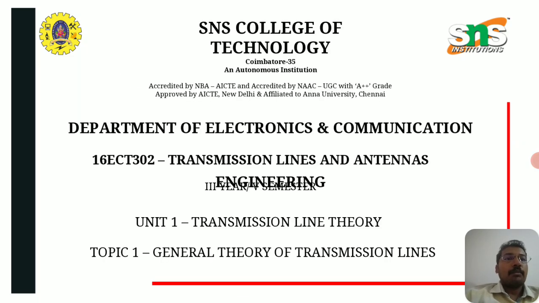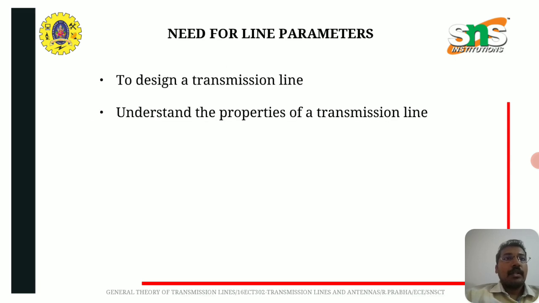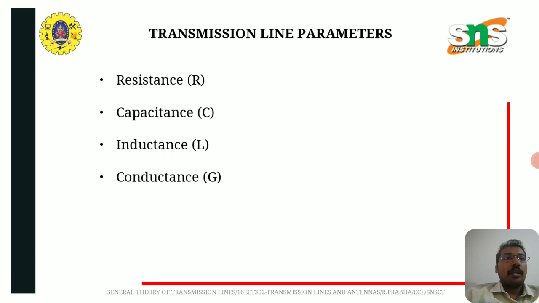Today we are going to see about the general theory of transmission lines. Need for line parameters: to design a transmission line and to understand the properties of a transmission line. Resistance, capacitance, inductance, and conductance are the transmission line parameters.